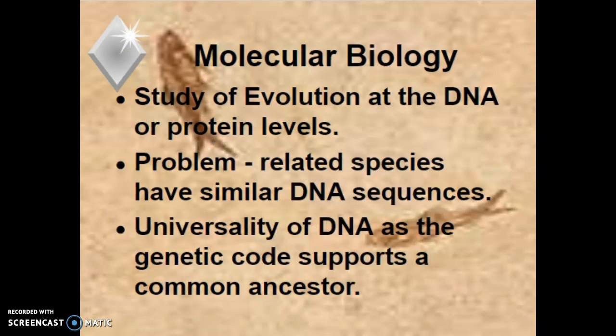In molecular biology, more and more we see that our molecular evidence supports our direct observations. So we can do DNA sequences, and we can essentially use this fact right here to rewrite our phylogenetic trees. Universality of DNA as the genetic code does support a common ancestor. There are RNA-based life forms, but most life on Earth has DNA directions.